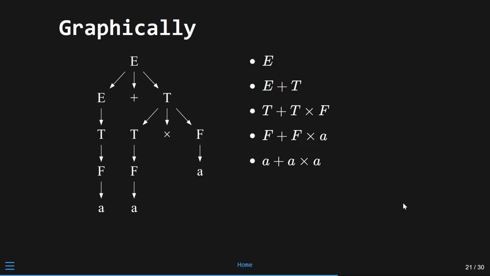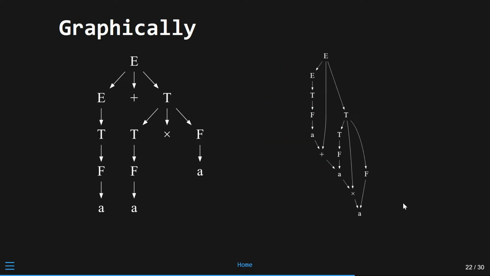The tree's easier. E goes to E plus T. That E becomes a T. That T becomes an F. That F becomes an a. That plus is terminal. E goes to T. T goes to T cross F. T goes to F. F goes to a. Times is terminal. F goes to a. a plus a times a. Easy. It's like falling off a log. This is impossible. I did that question. a plus a times a.